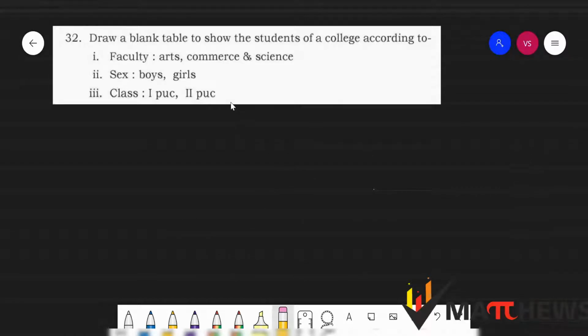Okay, so right now, what it is that we see here is: draft a blank table to show the students of a college according to faculty. We have to draw a blank table to show the students of a college according to faculty. Number one, the first characteristic is faculty. Number two is sex, students. Number two, they said, is sex. Okay, you can see here the second is all about the sex.